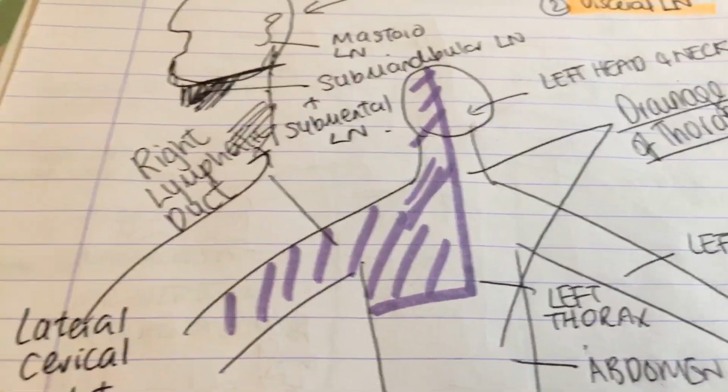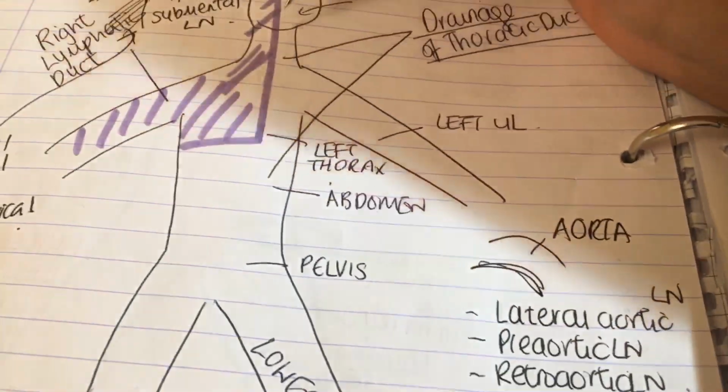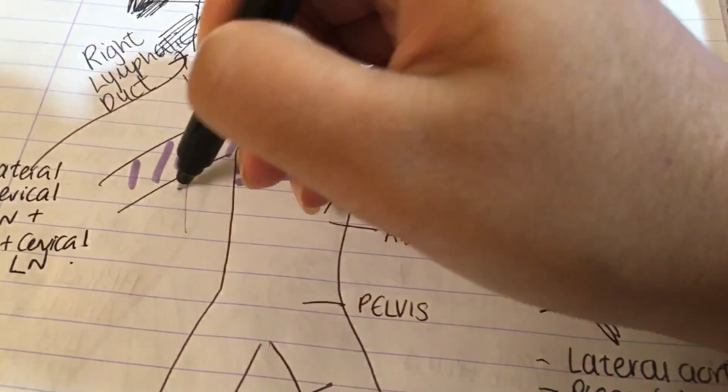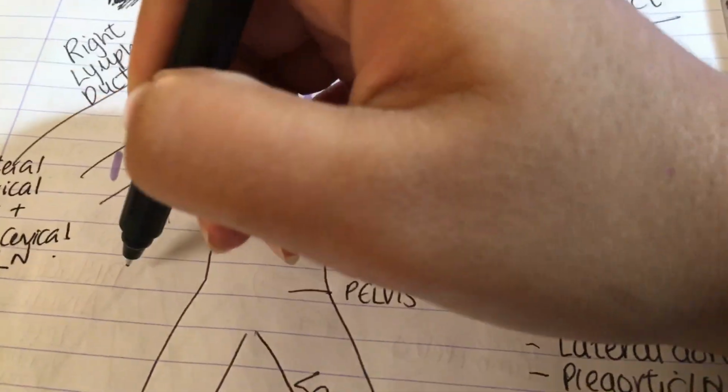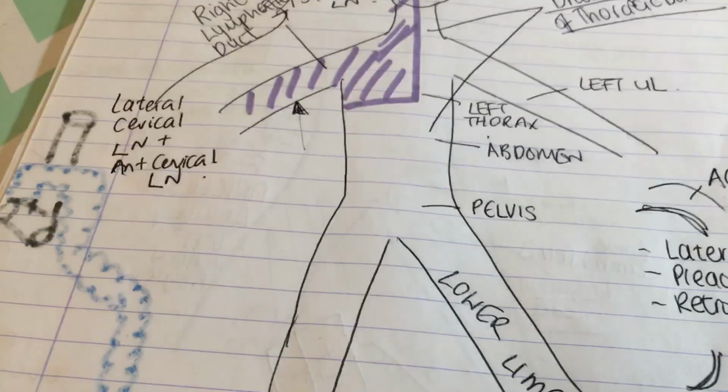Okay, so let's have a look at the lymphatic ducts that are divided throughout the body. Let's just look at this person, and this person has basically one area of their body which is covered in purple. So basically there are two main ducts in the human body.